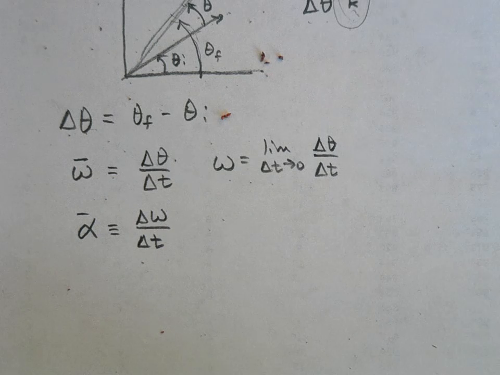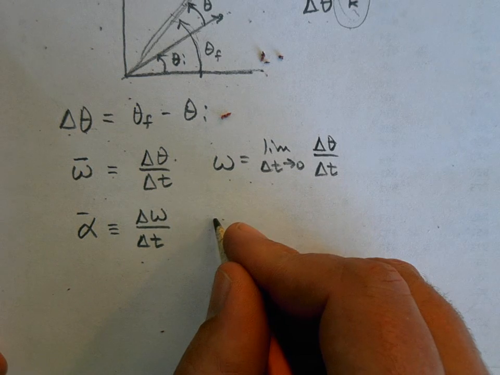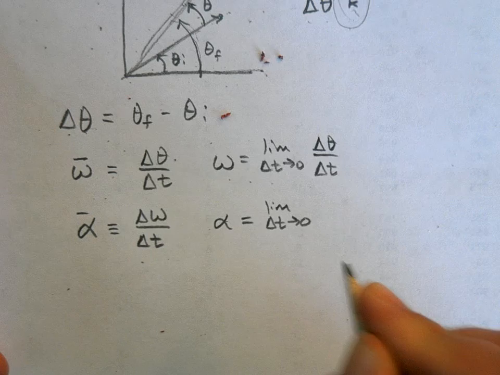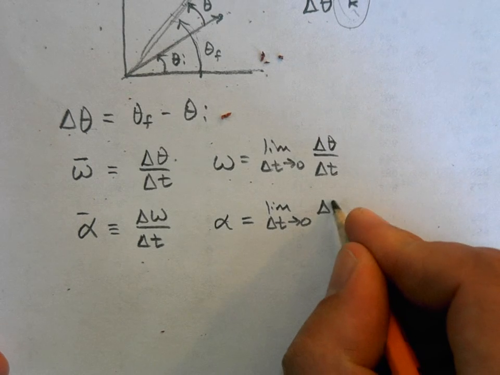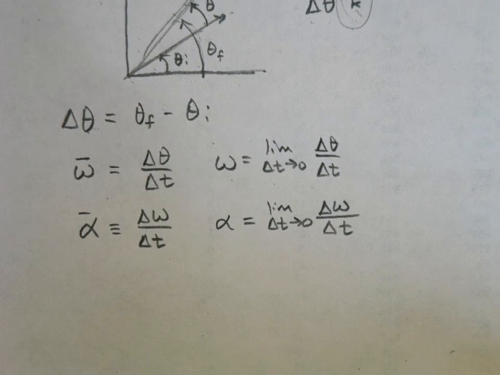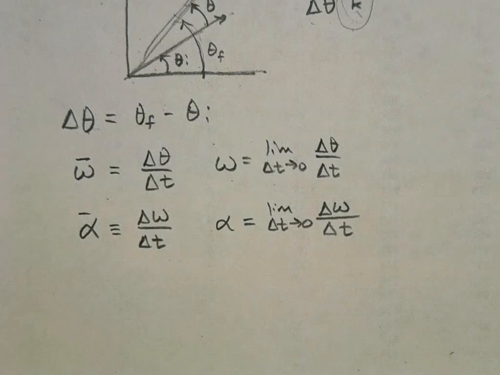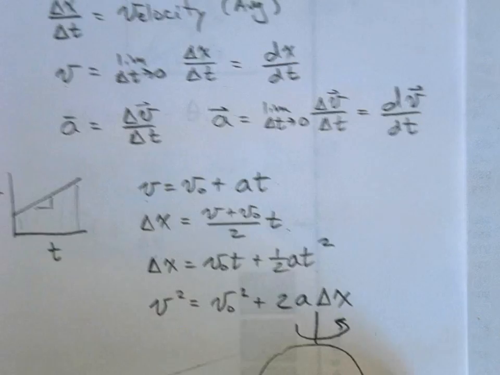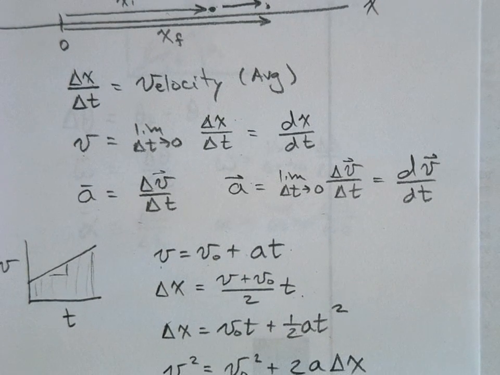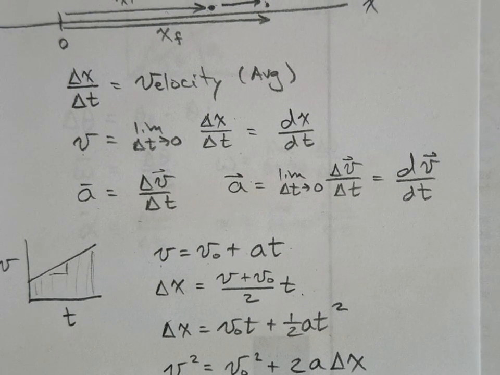If you want to get involved in a system where the axis of rotation changes with time, it's extremely complicated. And someday you might do it. But not in this class. This is going to be complicated enough. So obviously, the instantaneous angular acceleration is the limit as delta t goes to zero of delta omega over delta t. Now, I want you to notice something. Over here, we previously went through exactly the same mathematical analysis when we talked about translational motion or linear motion.